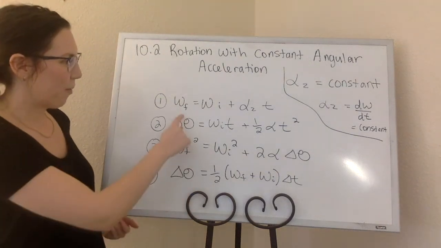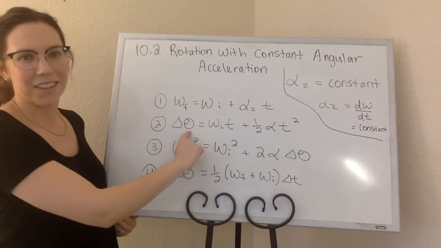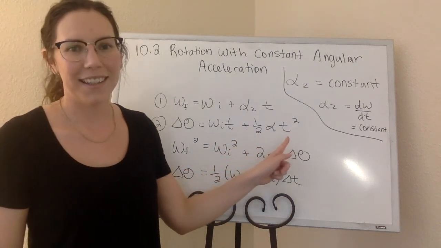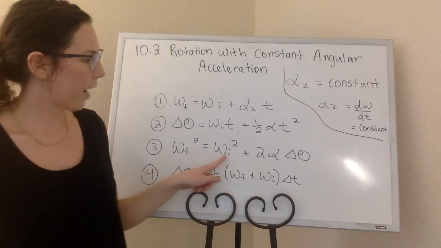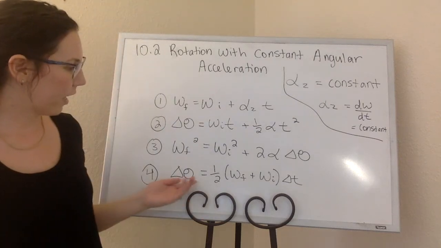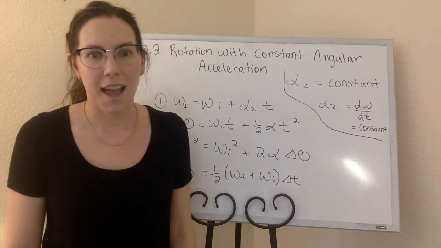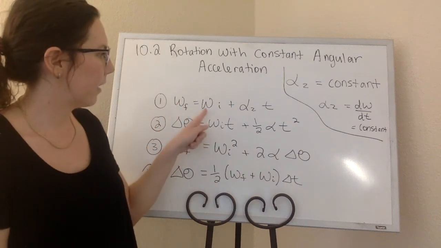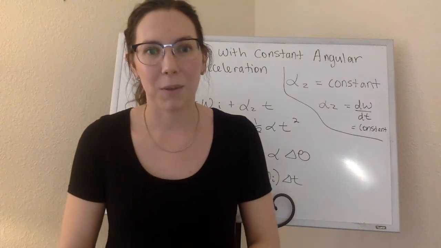Okay, so we have omega f equals omega i plus alpha t. Delta theta, the angular displacement, equals omega i t plus 1/2 alpha t squared. Then this equation without time, the third: omega f squared equals omega i squared plus 2 alpha delta theta. And the last equation, delta theta equals 1/2 (omega f plus omega i) times delta t. I have sometimes omitted putting the z on the omega, but everywhere here this is omega in the z direction, still perpendicular to the plane of rotation.